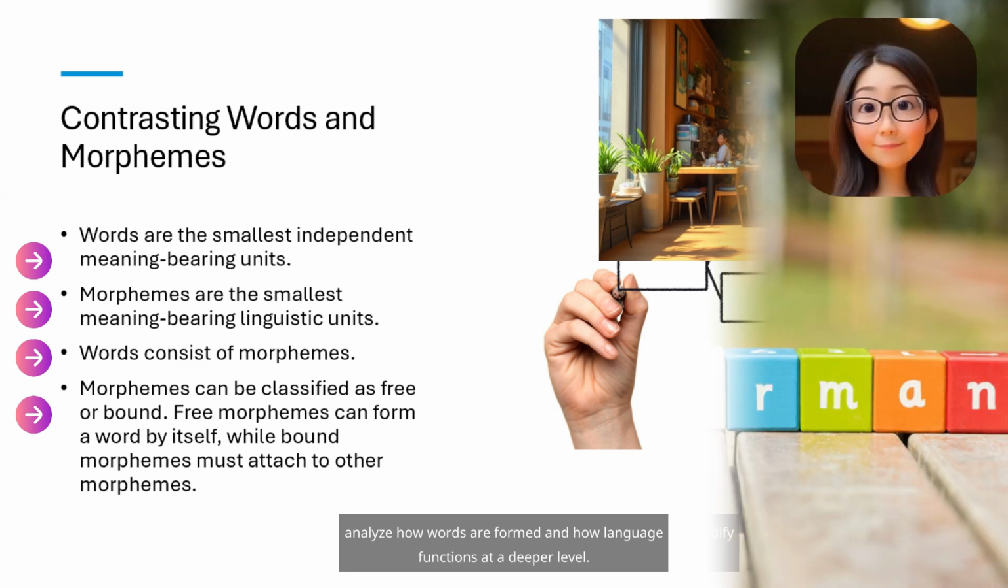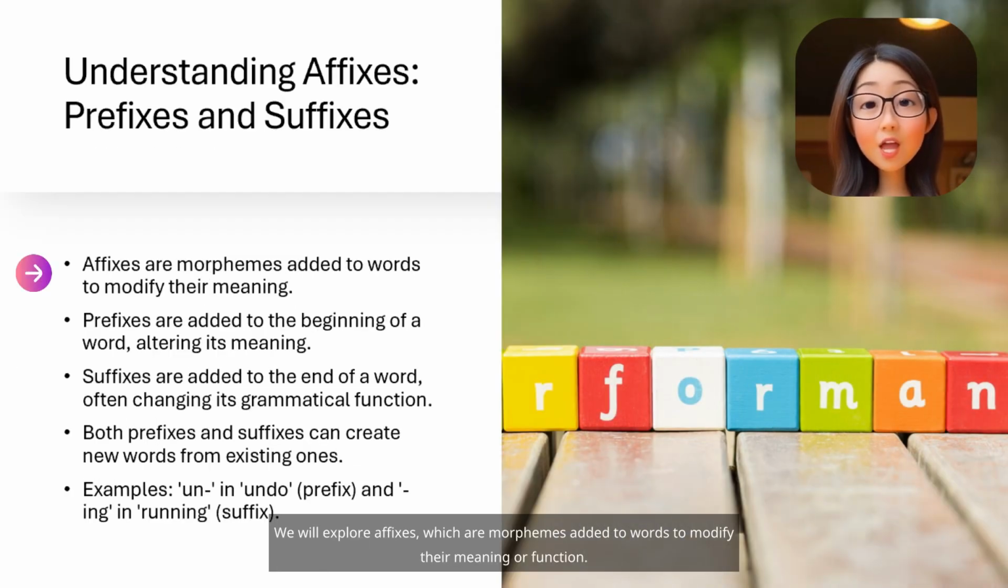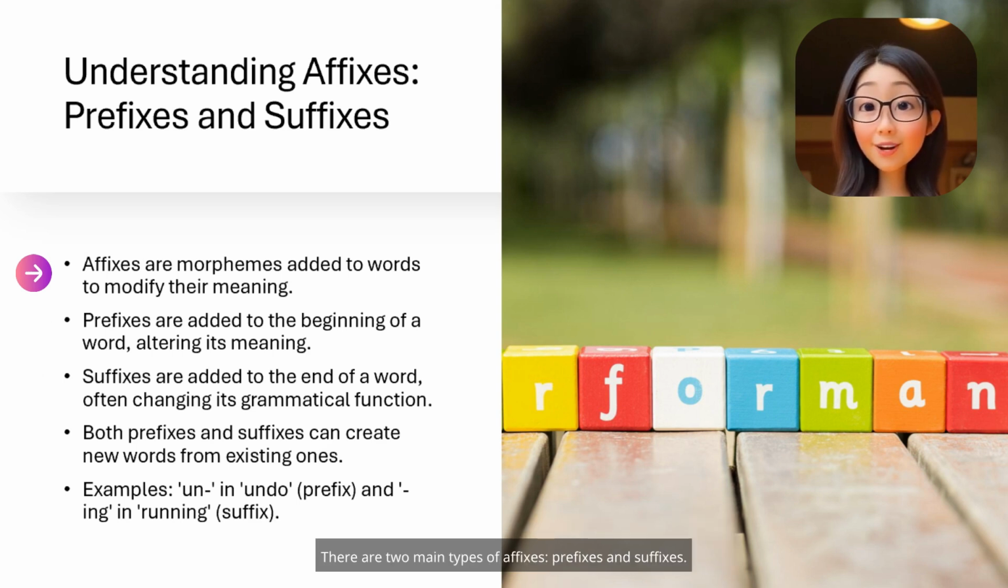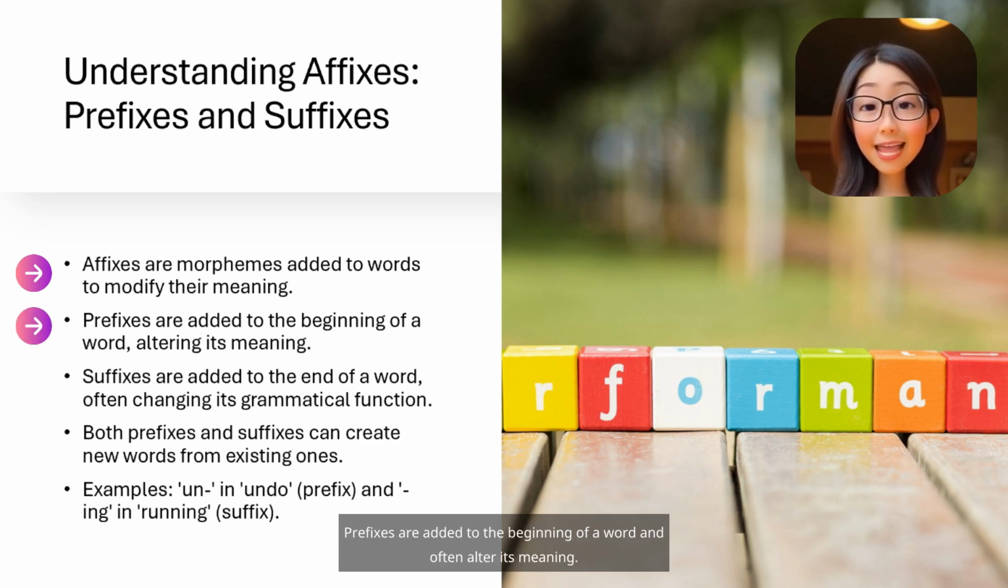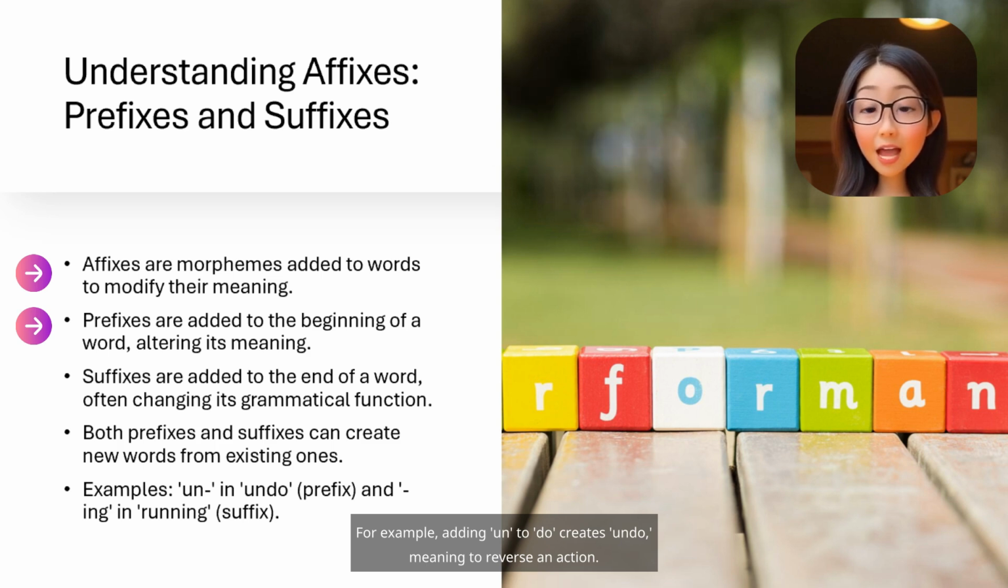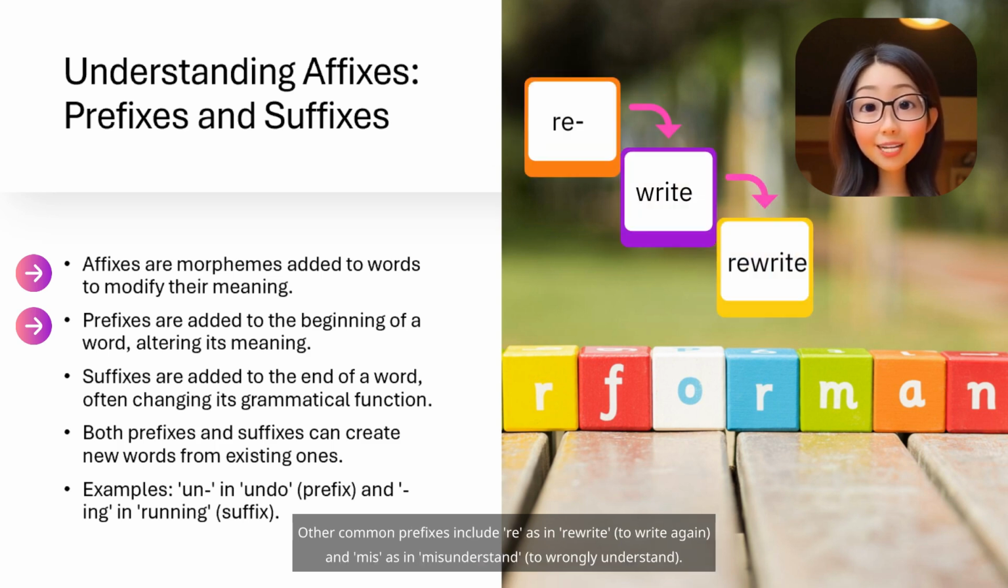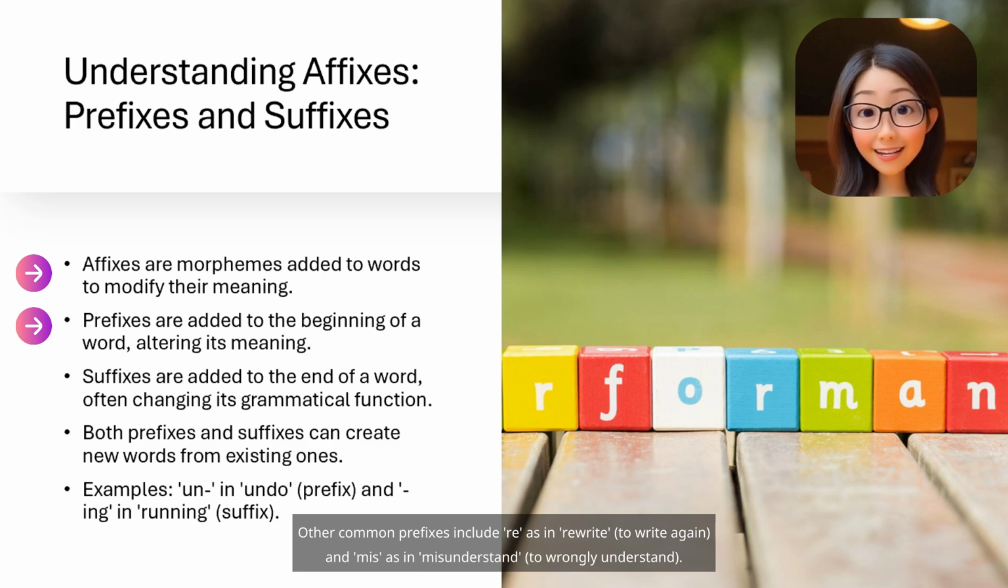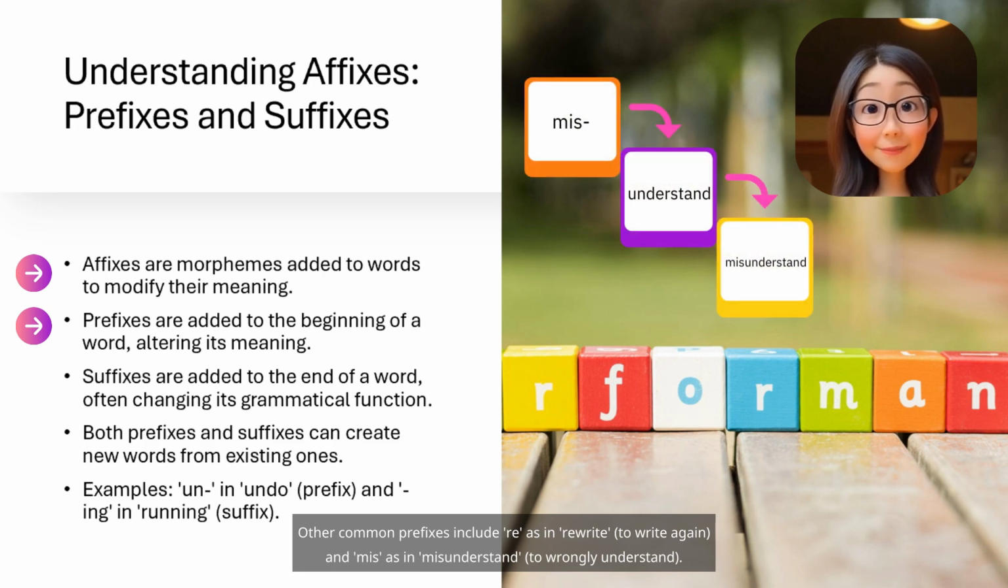a deeper level. We will explore affixes, which are morphemes added to words to modify their meaning or function. There are two main types of affixes, prefixes and suffixes. Prefixes are added to the beginning of a word and often alter its meaning. For example, adding un to do creates undo, meaning to reverse an action. Other common prefixes include re, as in rewrite, to write again, and mis, as in misunderstand, to wrongly understand.